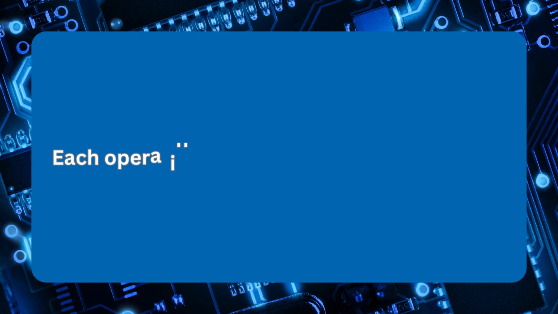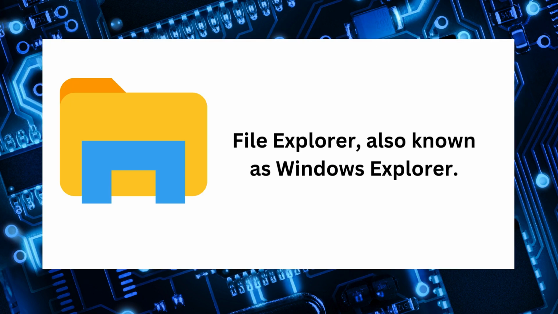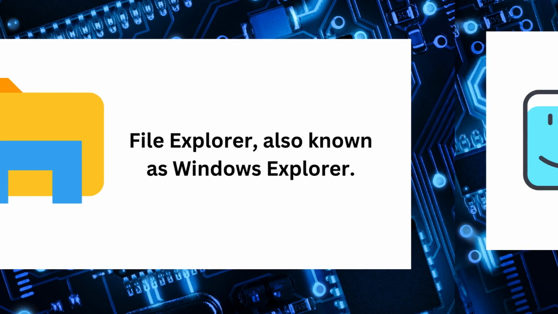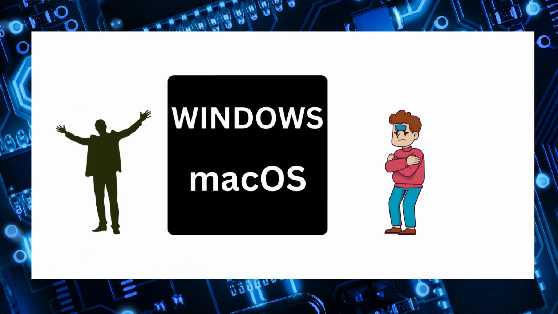Each operating system has its own file system, which helps you find your folders and files. If you have a Windows PC, you will use File Explorer, also known as Windows Explorer. If you have a Mac, you will use Finder. Here, we'll talk about the basic functions that are common to all computer file systems.